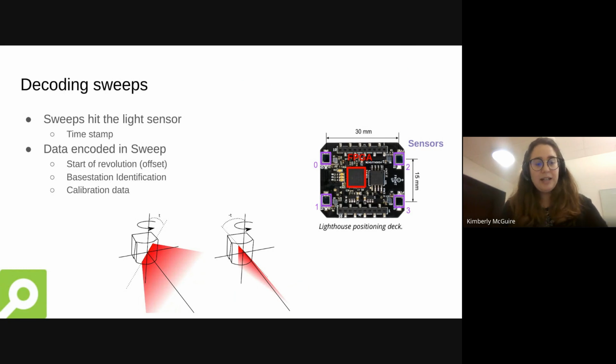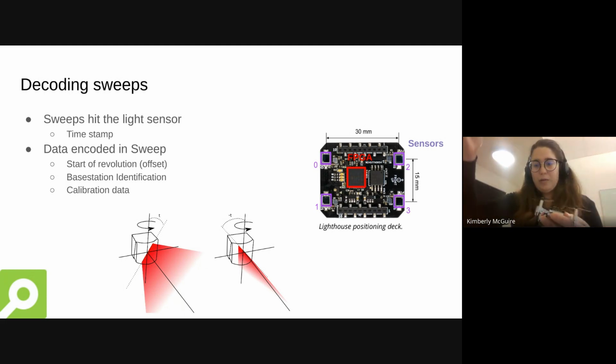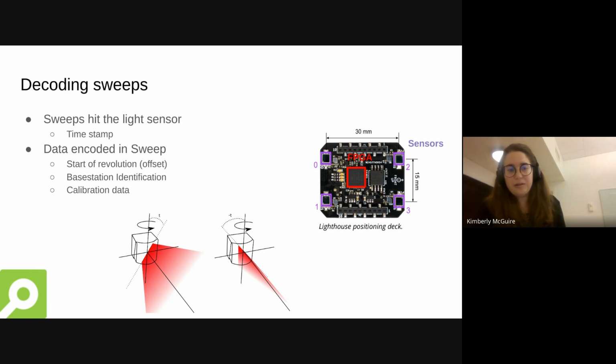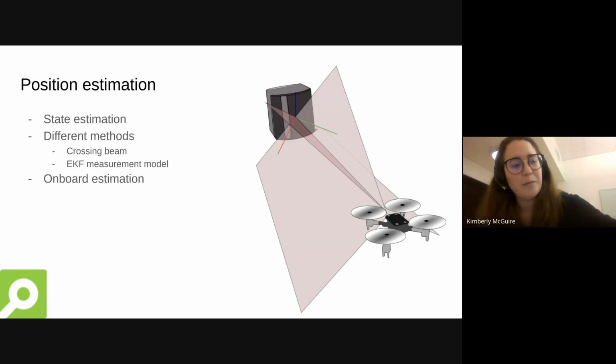So the Lighthouse deck that's on this Crazyflie has 4 sensors right here. Once one of those sweeps hits the Lighthouse sensor on the deck, it records a timestamp, and there's also data encoded in the sweep, which means the start of the revolution of the drum. The base station identification, like I said, there are about 16 channels that these base stations can be set on, so it's able to identify that. And also it's able to send through calibration data as well. So that's pretty cool. So how do you actually do position estimation on that?